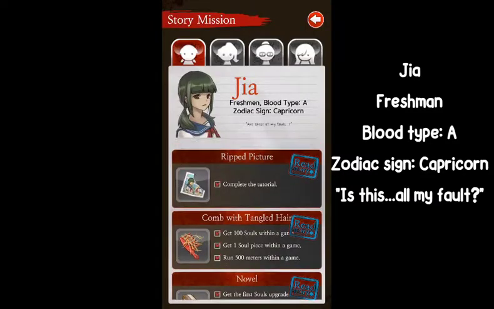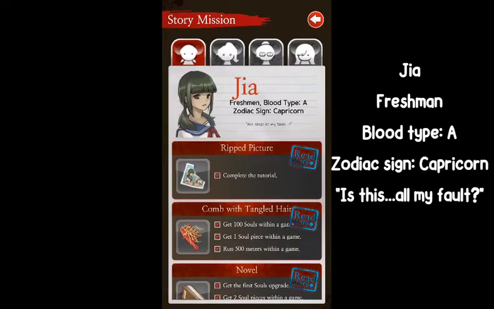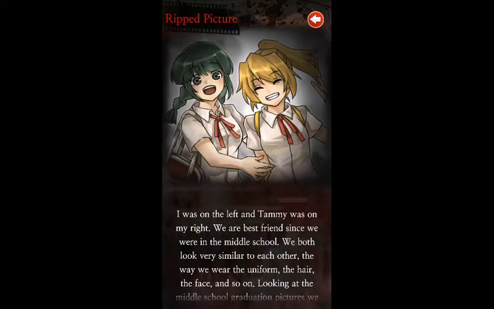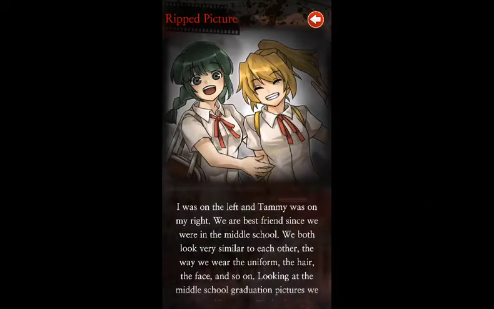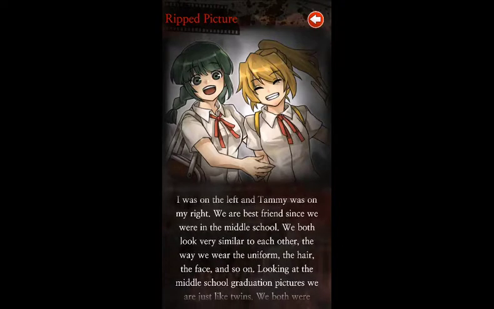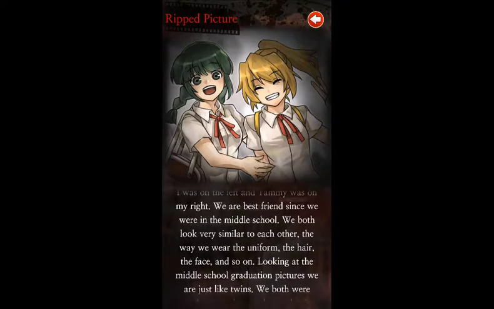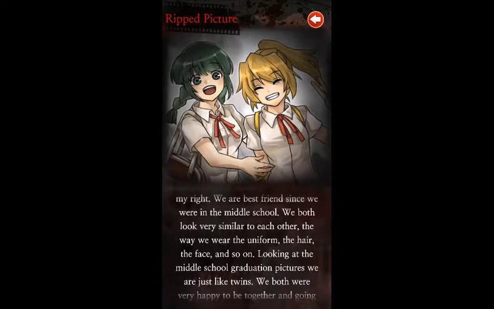Gia is a freshman, her blood type is A, zodiac sign is Capricorn. Is this all my fault? I'm a bit upset that Gia's voice sounds so generic. I guess I'll just be using my normal voice for her.